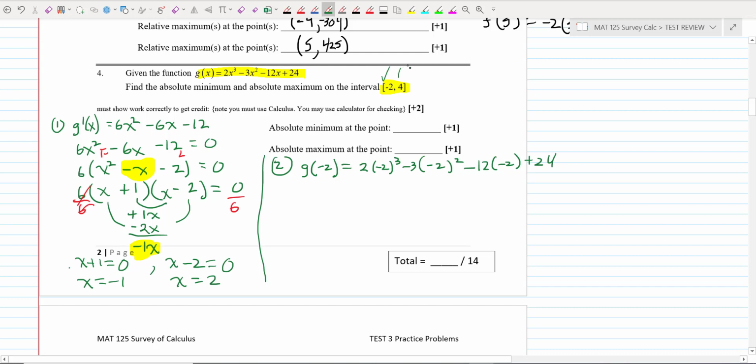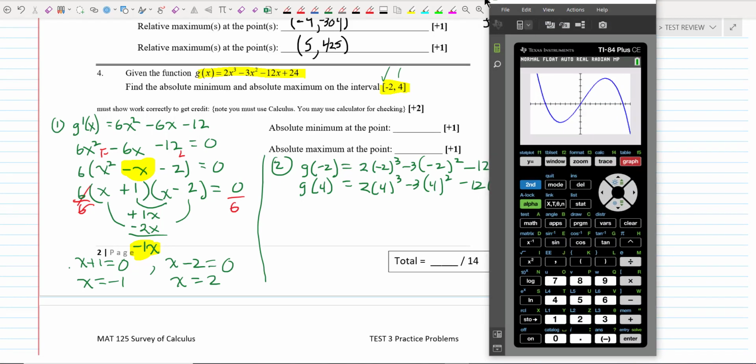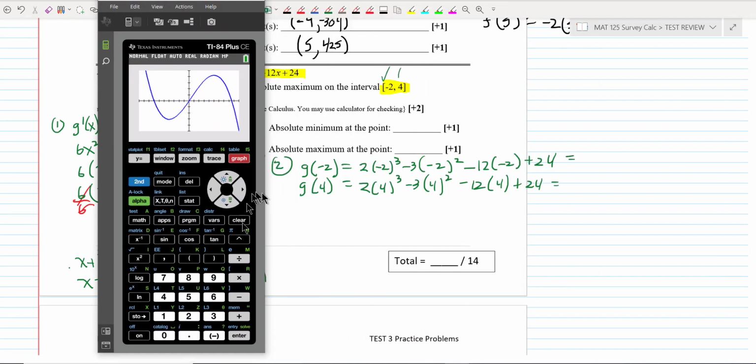We also got to do the 4, so we're going to do g of 4. We do the same thing, just plug in 4: 2 times 4 to the third minus 3 times 4 to the second minus 12 times 4 plus 24. I'm just going to use my calculator on this. I'm not going to graph it. I like to graph on these problems at the end because I want you to understand the methodology and use the graphing to check.